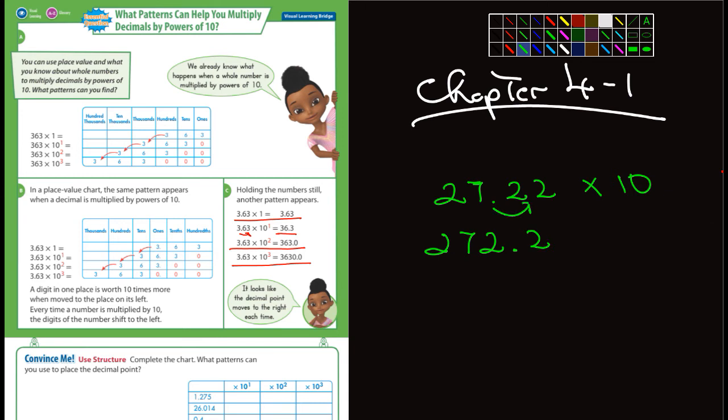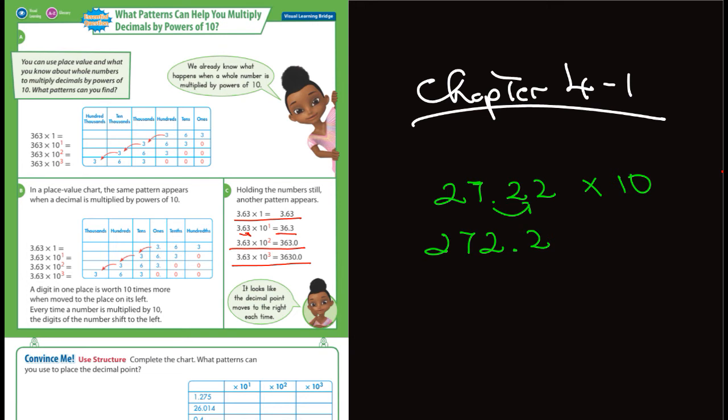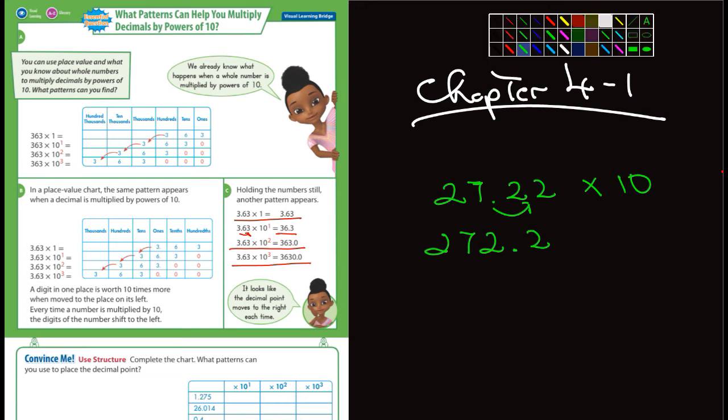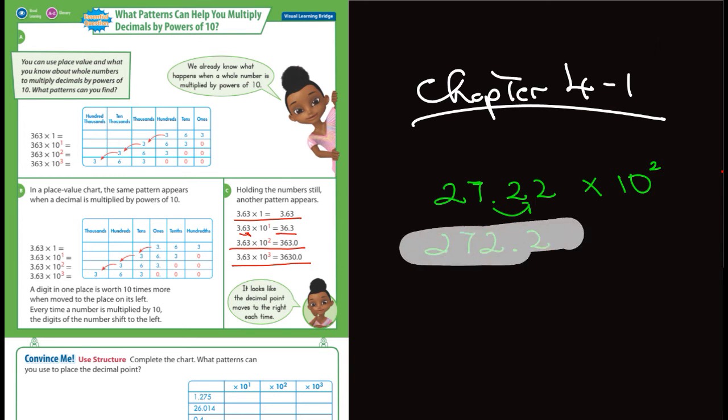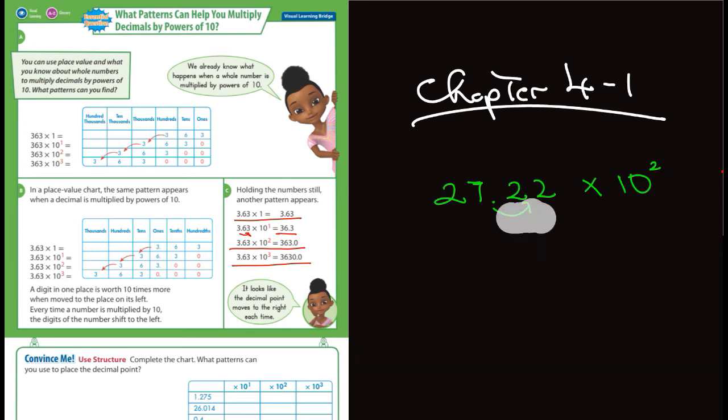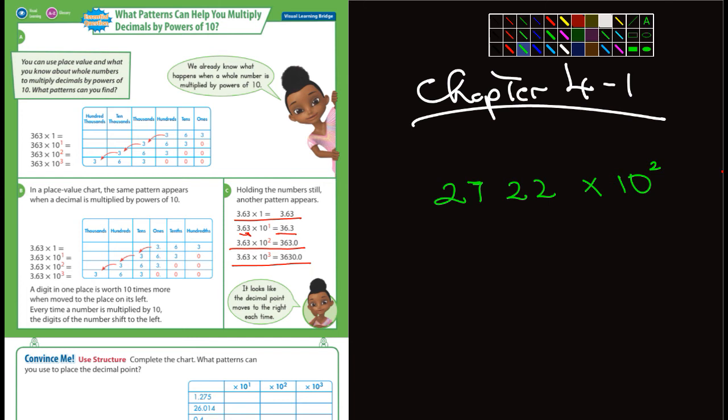Now if I was to multiply this by 10 squared, then my answer would be a little bit different. We have 27.22. I'm going to move the decimal 2 places. So now it's going to become 2,722. Put a little comma there.